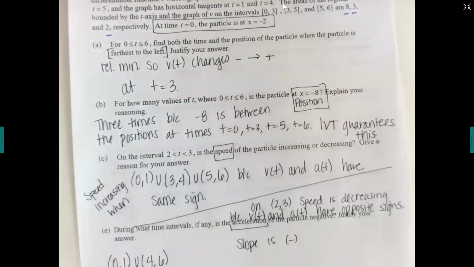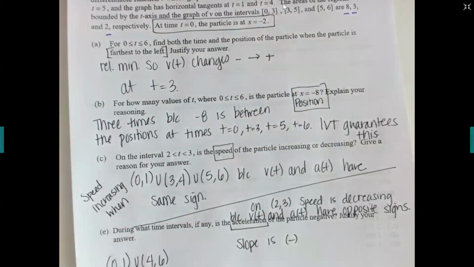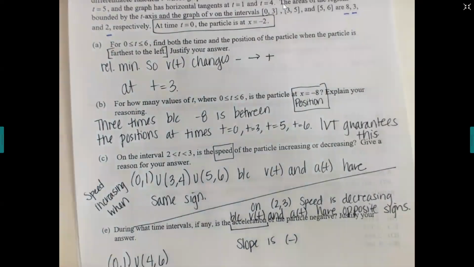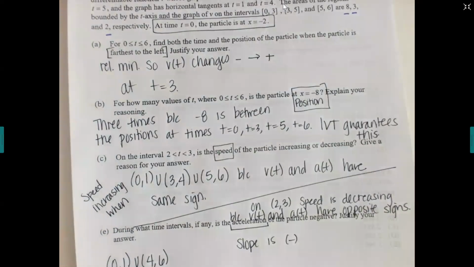Okay, so remember, even if your thing is going at the speed of light, it can't just appear and teleport. So even if it goes really fast through -8, if I go from -2 to -10, I pass through that position. And if I go back to -7, I pass through it again. Okay? So 3 times, -8 is between the positions.